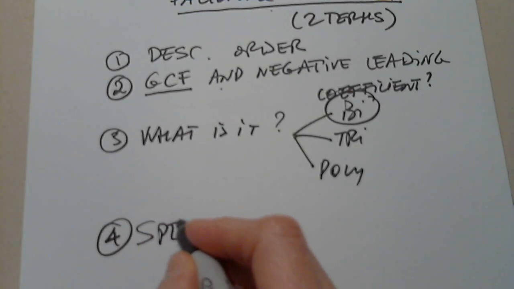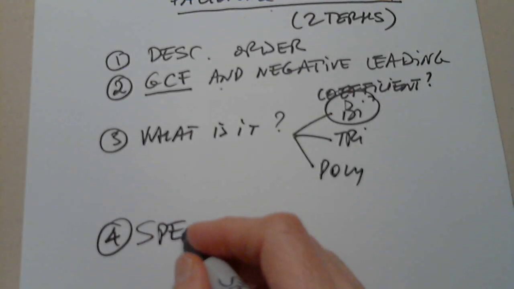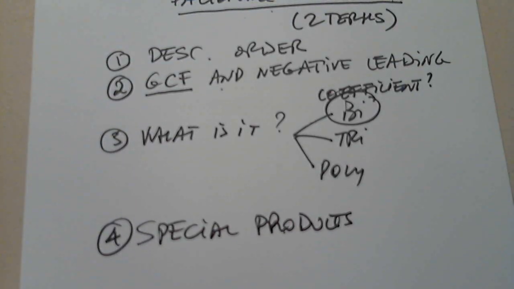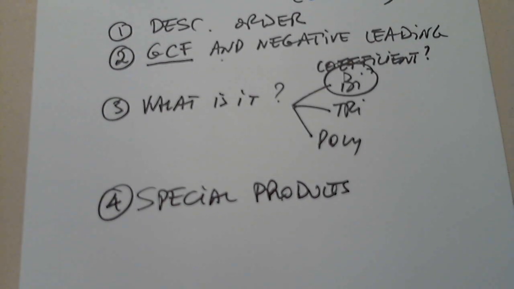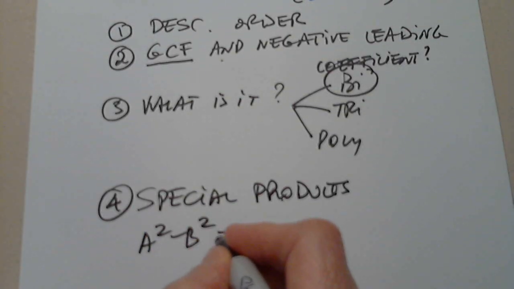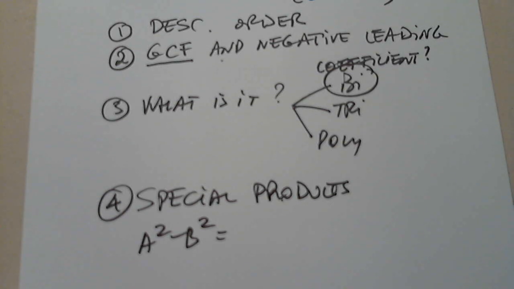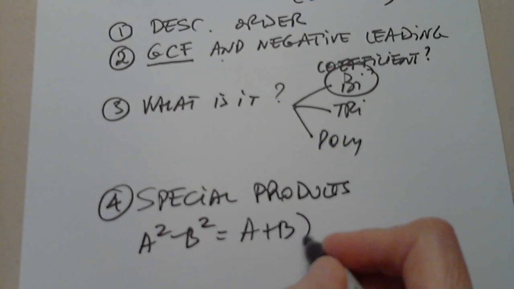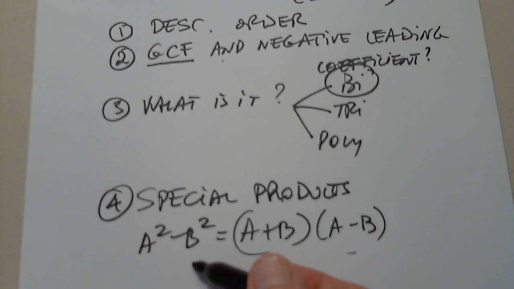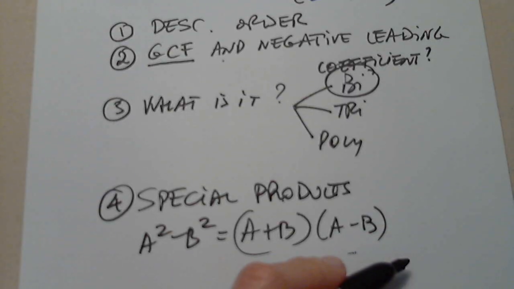And as we remember from Tuesday, there are four special products here to remember. The first one is a squared minus b squared that we discussed last week, which is (a plus b)(a minus b). This is the difference of squares. And last week we went from right to left. Now we're going from left to right.